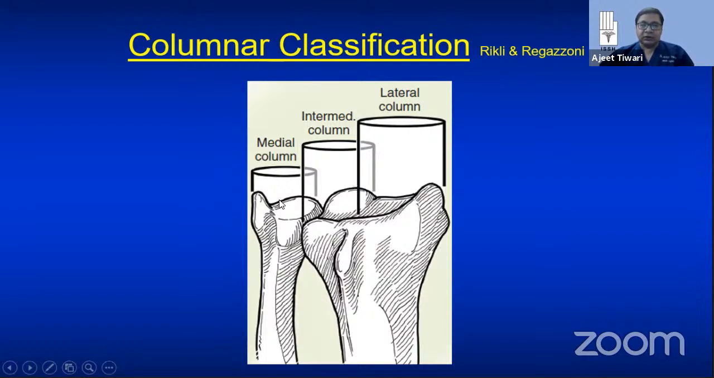The third column is the medial column. Basically, that is the ulnar head, where the TFCC and the dorsal radioulnar ligament are. This is the rotational component of the wrist joint. So if this column is not addressed well, the patient may have distal radioulnar joint problems or distal radioulnar joint instability.